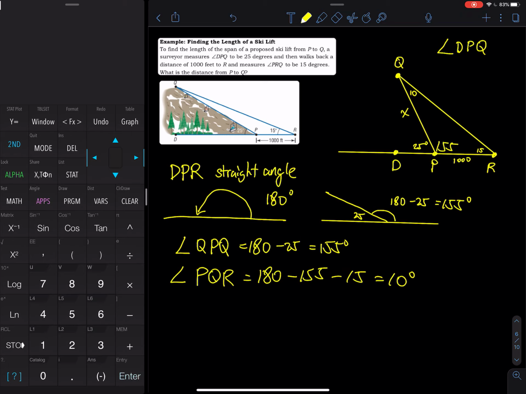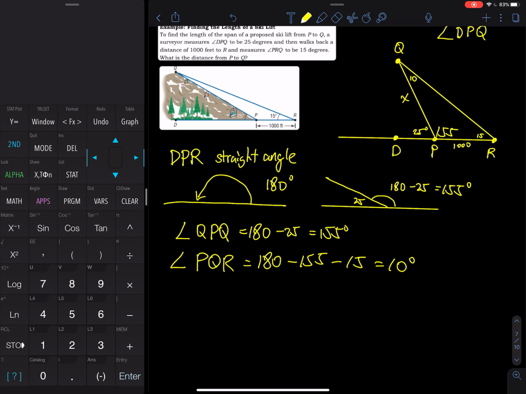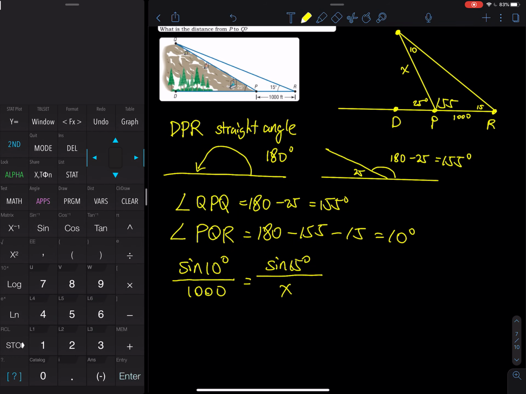All right, and then what are they looking for? They are looking for X. Now we have all three interior angles, and we have the 1,000, which is facing the 10 degree angle. Using the law of sines, I have sine of 10 degrees divided by the side that the angle is facing, which is 1,000, equals sine of 15 degrees divided by X, since X is facing the 15 degree angle. Cross multiply: X times sine of 10 equals 1,000 times sine of 15 degrees.